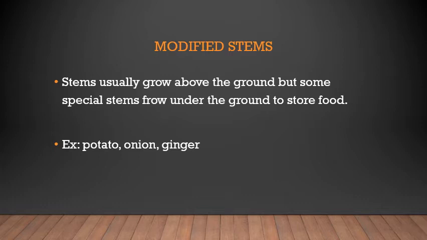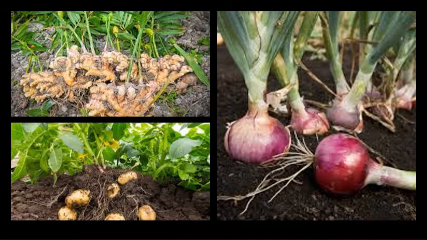So the examples of modified stems are potato, onions, and ginger. Here you can see the picture of the ginger, the potato, and the onions, which grow under the ground. The plant grows up, but the main part, the food part, is under the ground. It is actually the stem which grows under the ground. So they are modified. Usually the stems are the upper stick structures, right? But here the stems are the part which grows under the ground. These are not general, these are modified. Understood? So the examples of modified stems are potato, onions, and ginger.